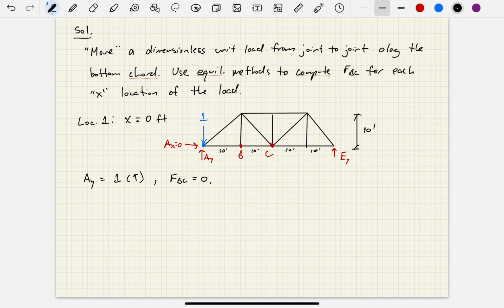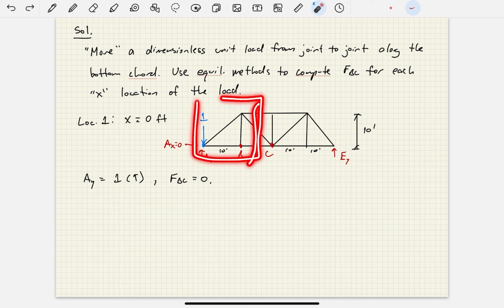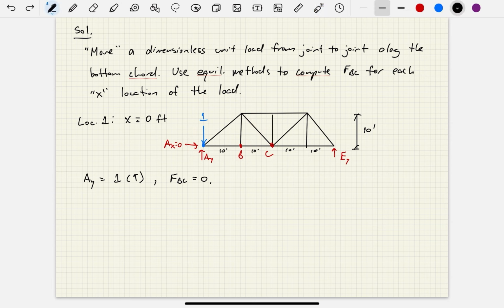If you're having trouble visualizing or understanding that, I would encourage you to pause the video and draw a free body diagram using method of sections, making a cut here and looking at this left free body diagram section. So I'm going to move on. That's a trivial location. What about location 2?